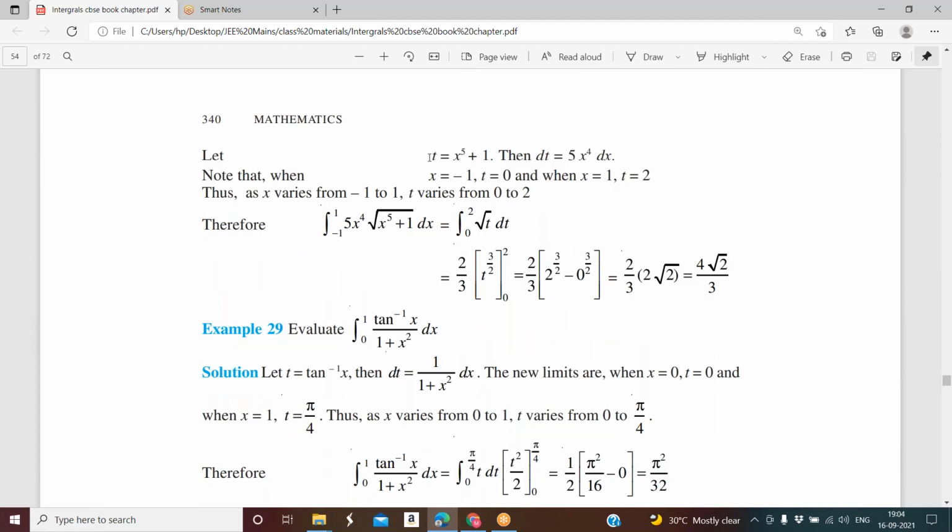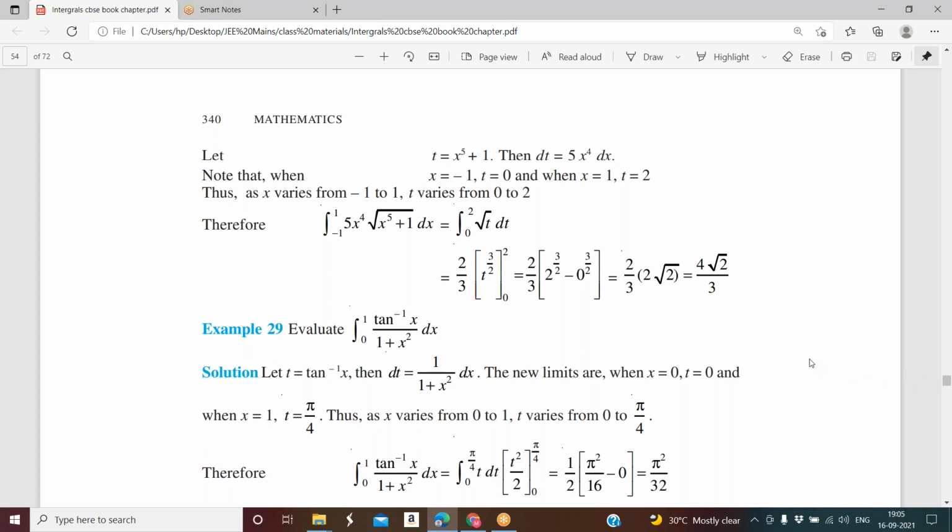when you use the substitution method, you can change the corresponding limits also. There itself, you can change the limits, because we are using a transformation. We are transforming from one variable to another variable, so we have to change the limits also. What is your substitution actually? T equal to x to the power 5 plus 1, and dt is 5x to the power 4 dx. Here also we are using the same substitution method only. But what is the difference here? After using substitution, we are changing the corresponding limits also. That is the difference here.